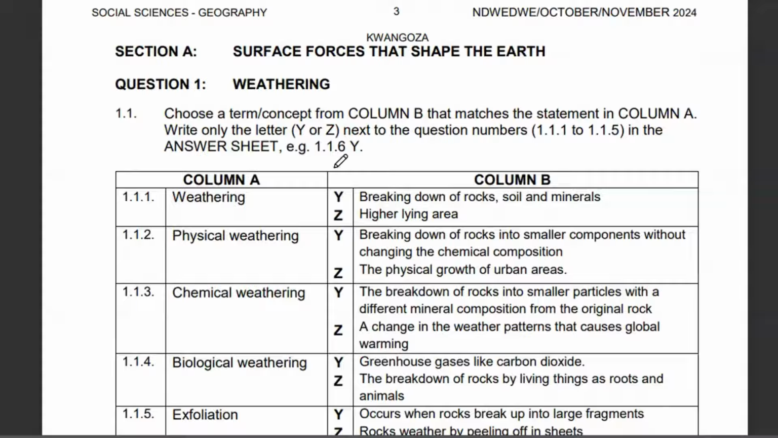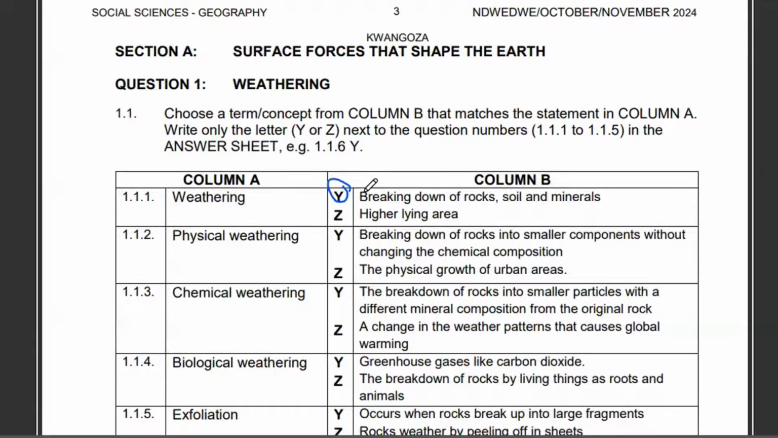For example, let's go to 1.1.1. It says weathering, meaning you're going to give a definition for weathering. Here Y is breaking down of rock, soil, minerals, and Z is higher lying areas. So definitely weathering is the breaking down of rocks and soil and minerals. So here the answer is Y.